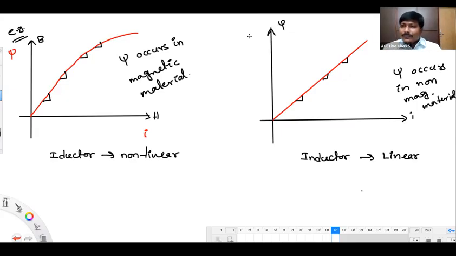That's it. And if the magnetic flux linkage occurs in non-magnetic materials, we don't have any change in the slope. You will get a straight line, and that inductor we are going to name as a linear inductor. Is it clear now? Non-magnetic material, the best example is air. Surya, Sunil, have you understood this now?